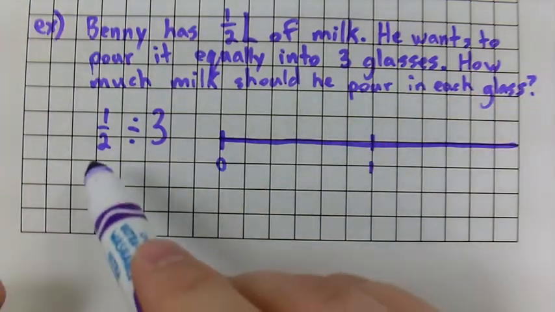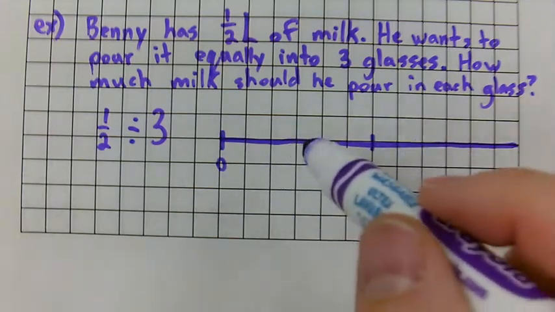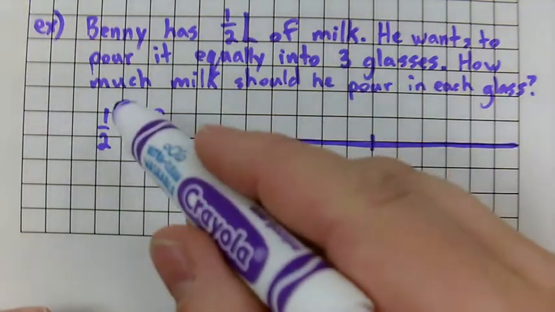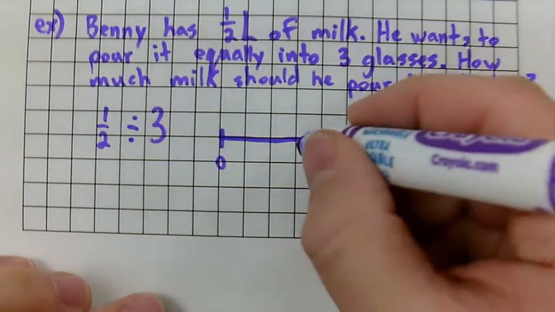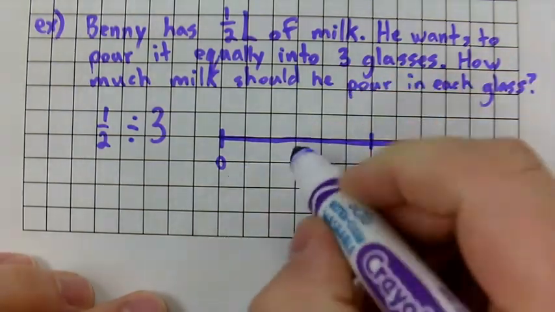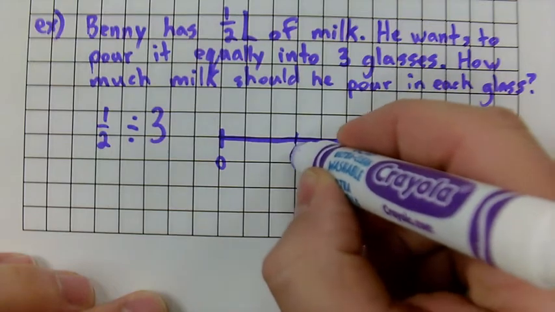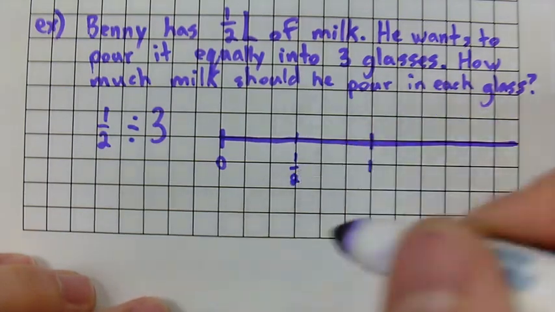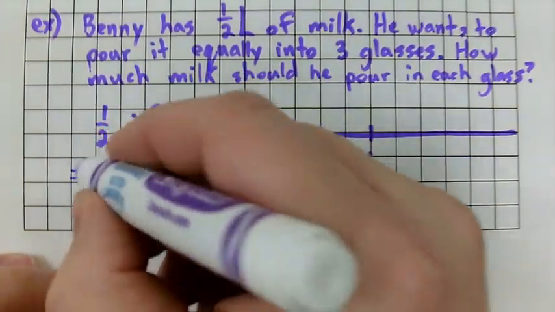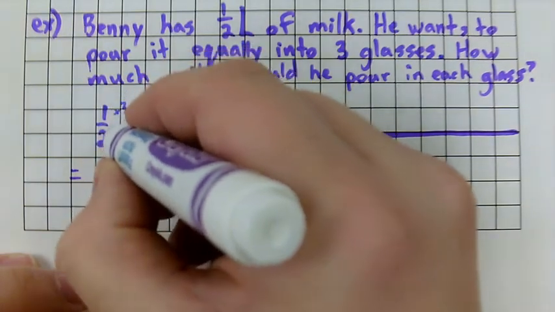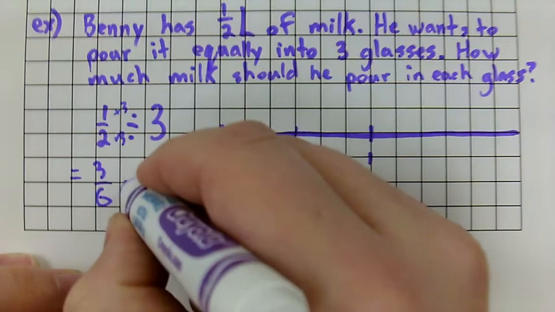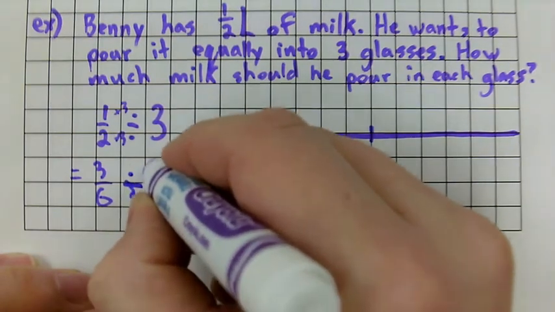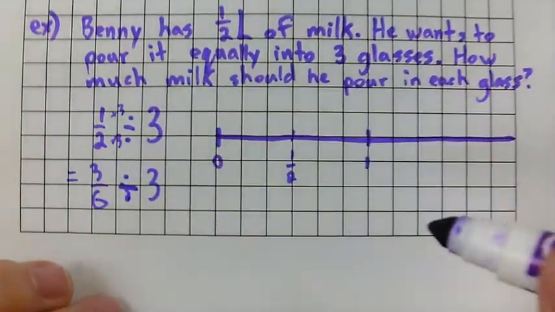Now, I'm not taking 1 and dividing it into 3 groups or dividing it into 6 or anything. It's 1/2 that I actually have, okay? So halfway between 1/2 is right here. Remember, 1/2 is the same thing as 3/6, right? So 3/6 divided by 3 is what I'm doing here.